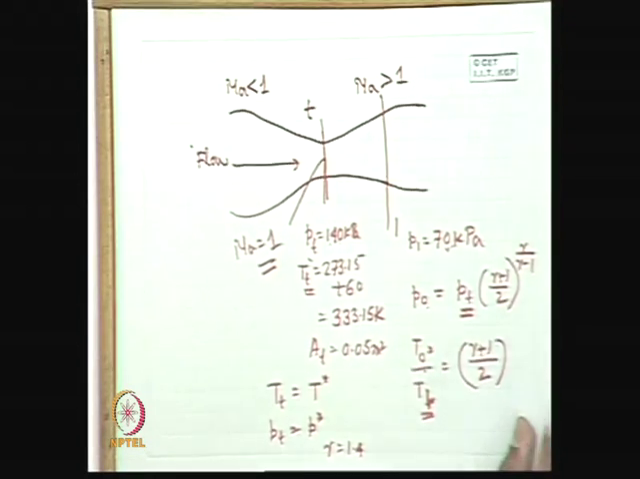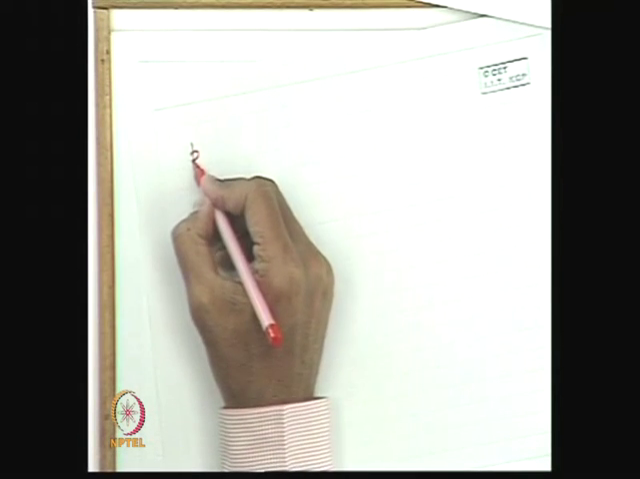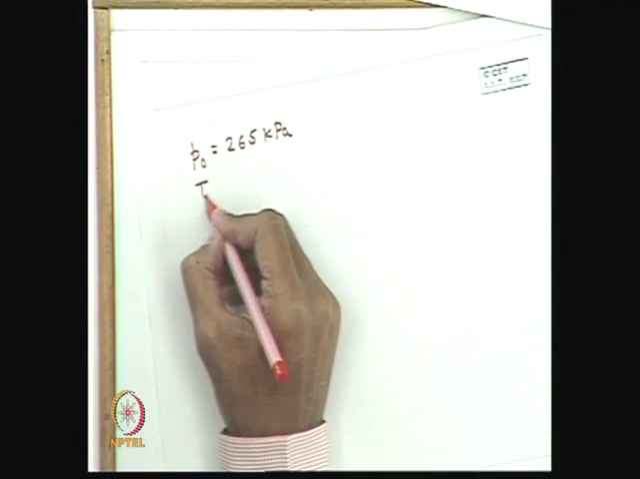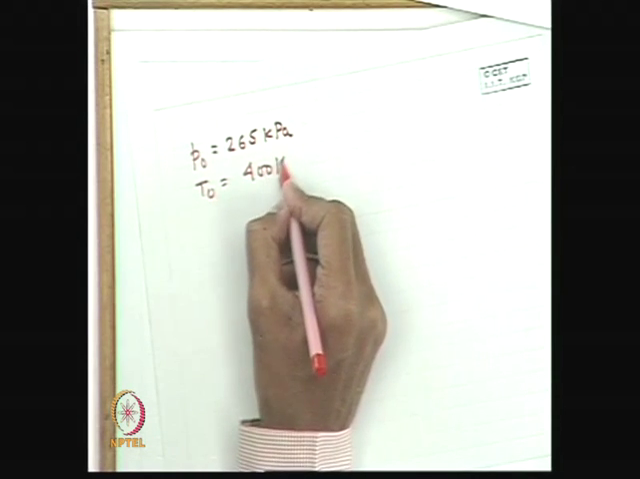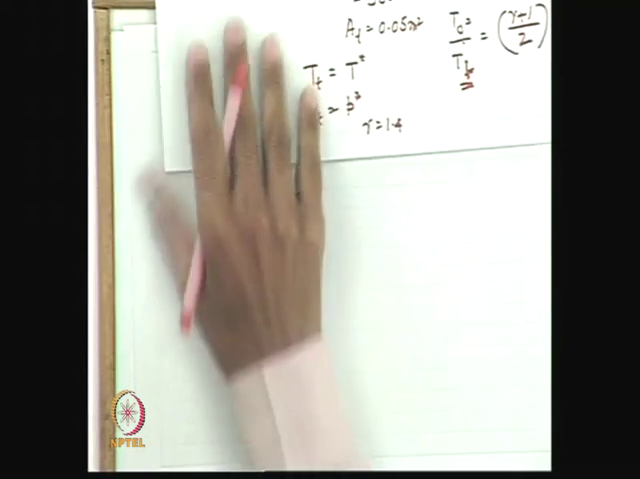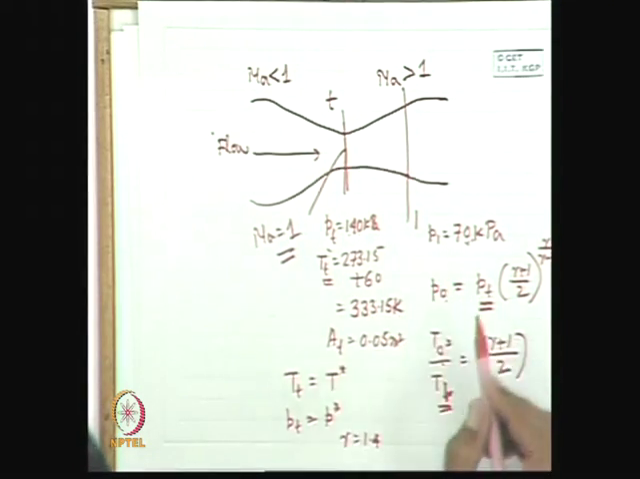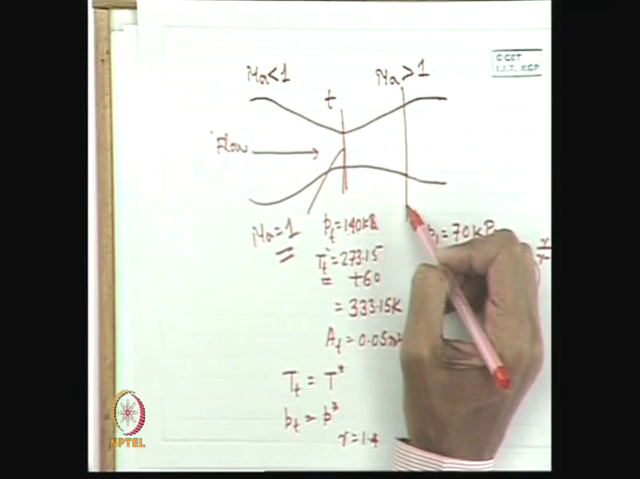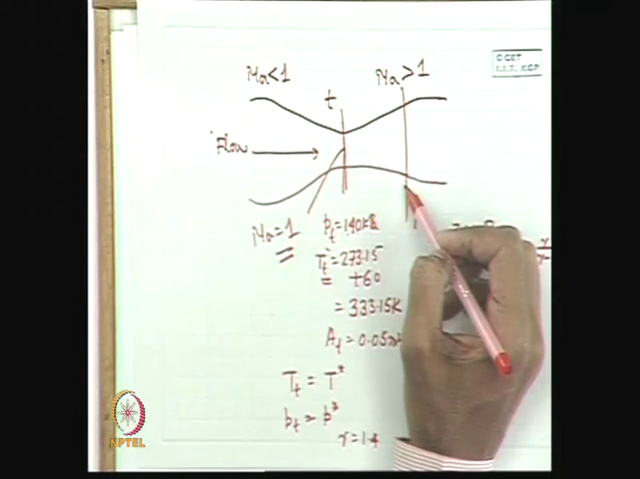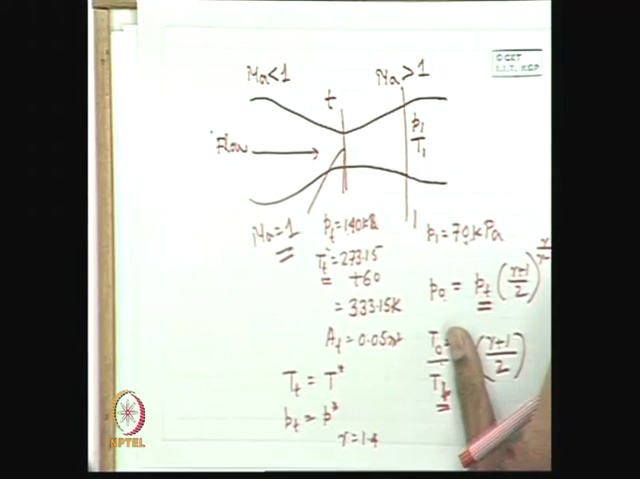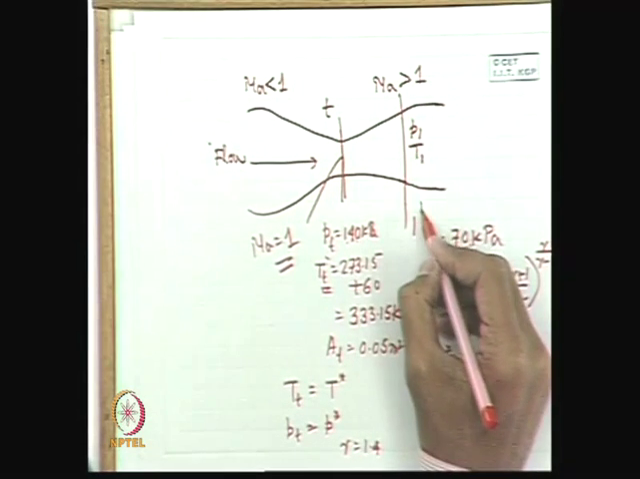So these P0 and T0 values come like this. If you calculate, P0 comes out to be 265 kilopascals and T0 comes out to be 400 K. Well, now what you will find out? We have to calculate the velocity and area of this section. Now, to find out the velocity at that section, first of all, we will have to find out the Mach number at this section. If we know the Mach number at this section and other properties like P1, T1, we can calculate the velocity. So, to calculate the velocity, we will have to know the Mach number, that means Ma1.